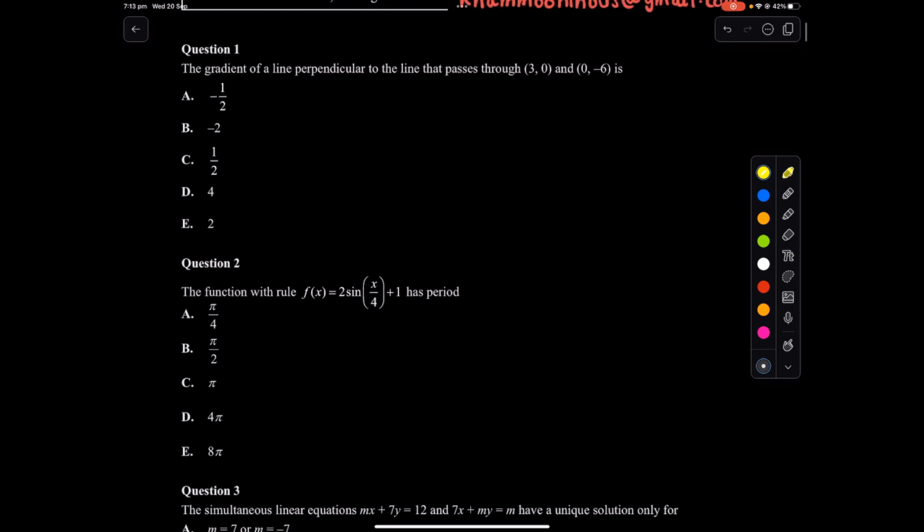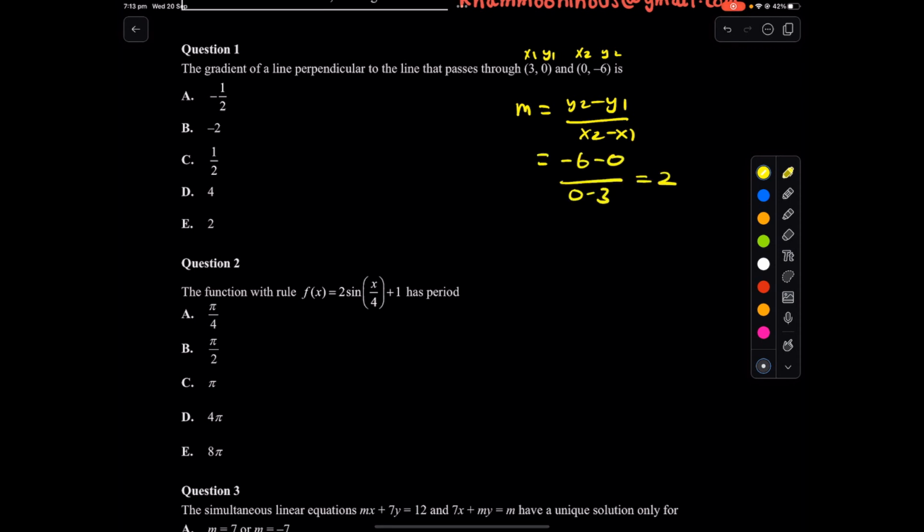All right, question 1. The gradient of a line perpendicular to the line that passes through these two points. Very nice and easy. Let's say this is x1, y1, x2, y2. So the gradient is y2 minus y1 over x2 minus x1. So it's -6 minus 0 over 0 minus 3, which is 2. Now the perpendicular gradient is -1 over the gradient, which in this case is 2. So it's -1 over 2. Choose A as your answer.